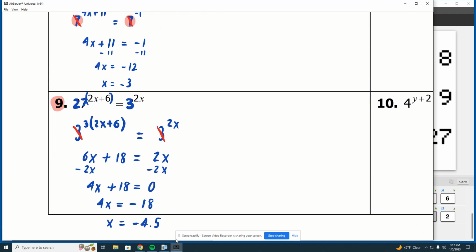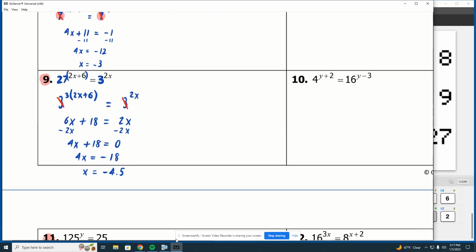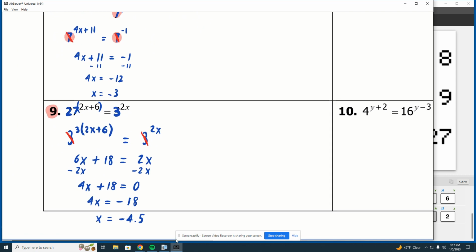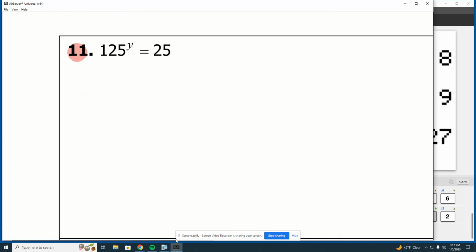So what do you think about that? That wasn't too bad, was it? Again, that one might be a little trickier for you, but we created those bases to be the same. So we created 27 to be 3 cubed. All right, let's keep on rolling along. Let's look at number 11 here.